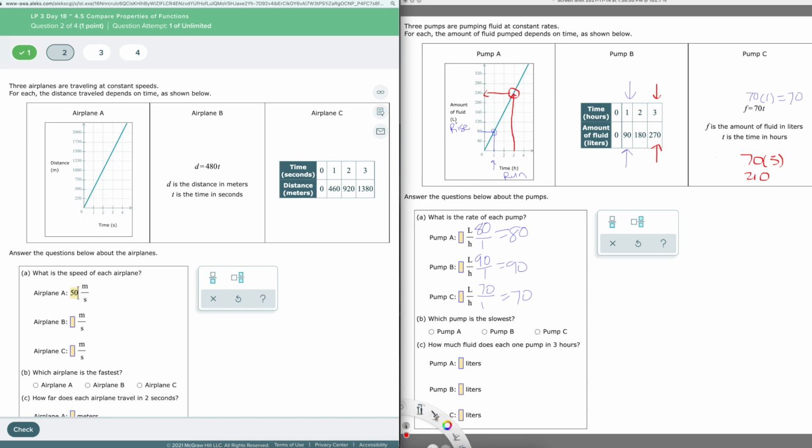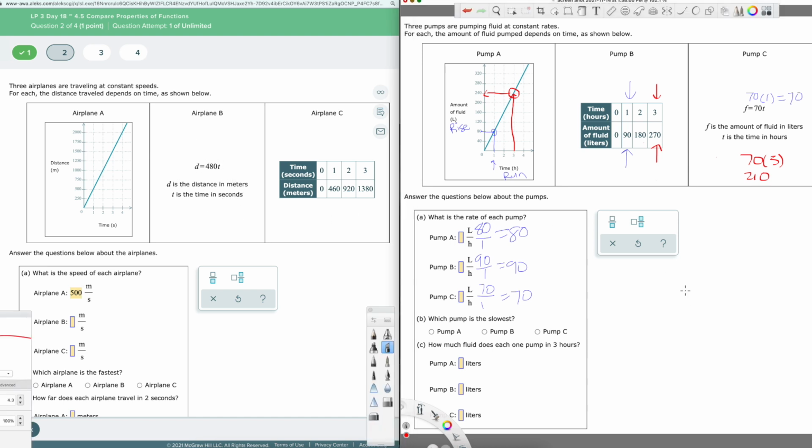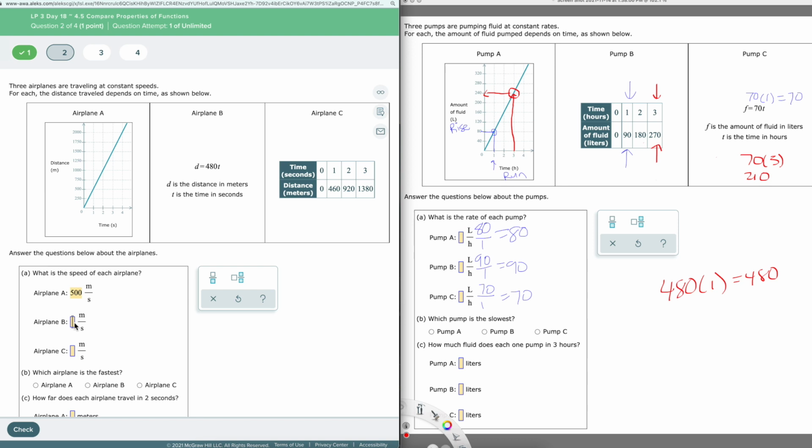For airplane B, I'm going to need to work this out, so I'm actually going to go ahead and work it out right on here. So 480 times 1, well, that's just 480, right? So this one's going to go 480 in 1 second, 480 meters. And then this last one, airplane C, after 1 second, it's gone 460. And I know I'm not writing on the screen like I was before, but I'm doing it with the mouse. You can kind of follow along with that one.